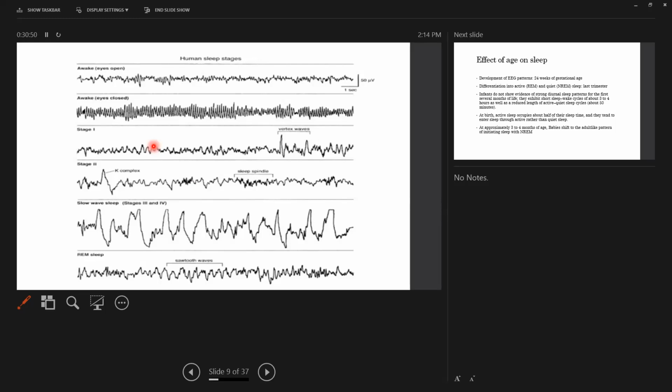What about antidepressants? In depression, REM sleep tends to occur more, and antidepressants actually increase NREM. They bring back the physiological pattern.